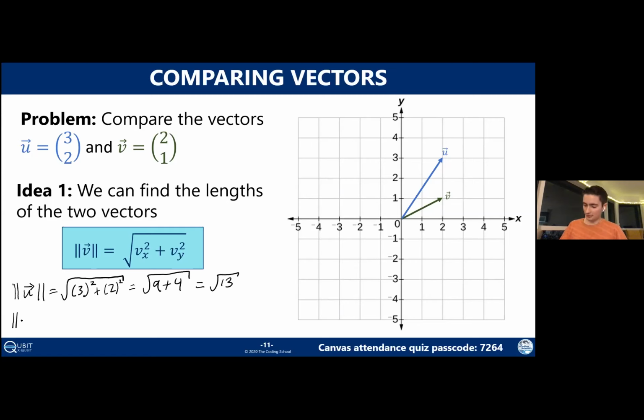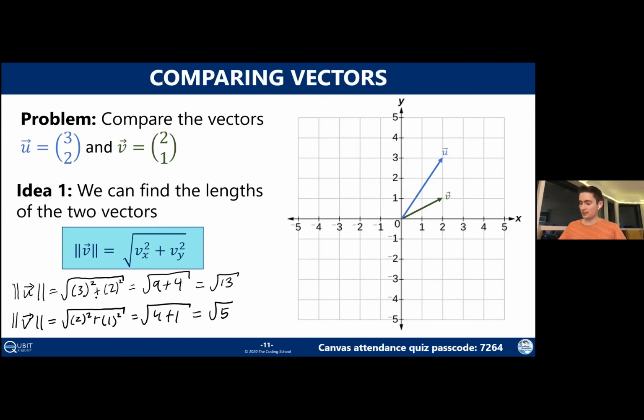Now we move on to the magnitude of v. Same idea, square root, but now we're using the components given up there in the vector v. So we get 2 squared + 1 squared. And that gives us √4 + 1, which is √5. So this is a mathematical way of saying that, yes, u appears to be longer than v. And that is a perfectly valid way of comparing two vectors. But you might be asking, you already knew this from last week, so why are we talking about magnitudes again? Well, partly just for review, but partly because it leads into the second idea.